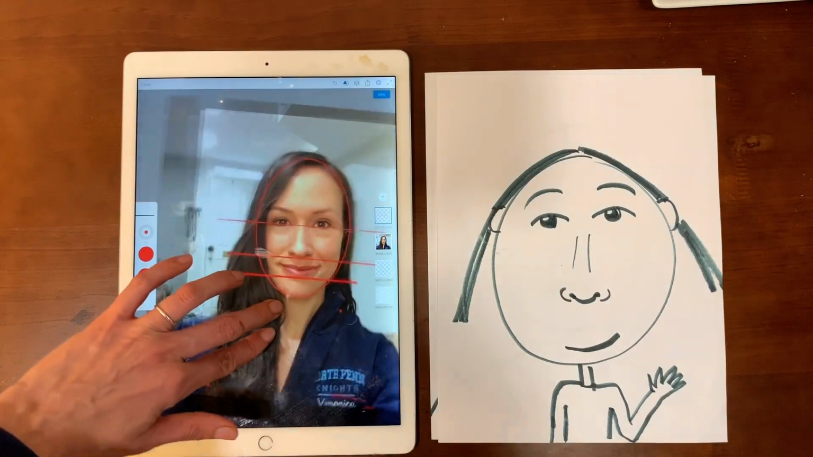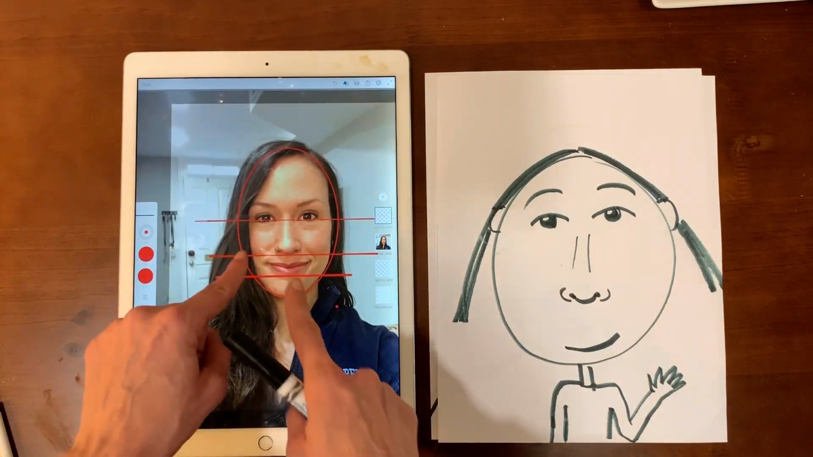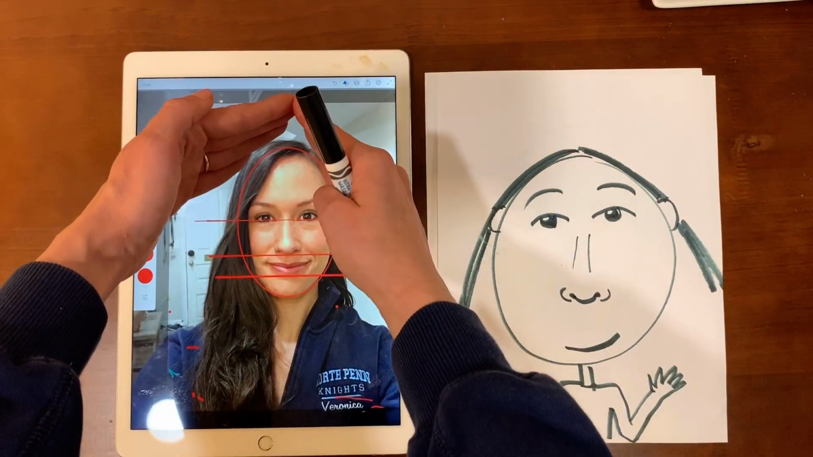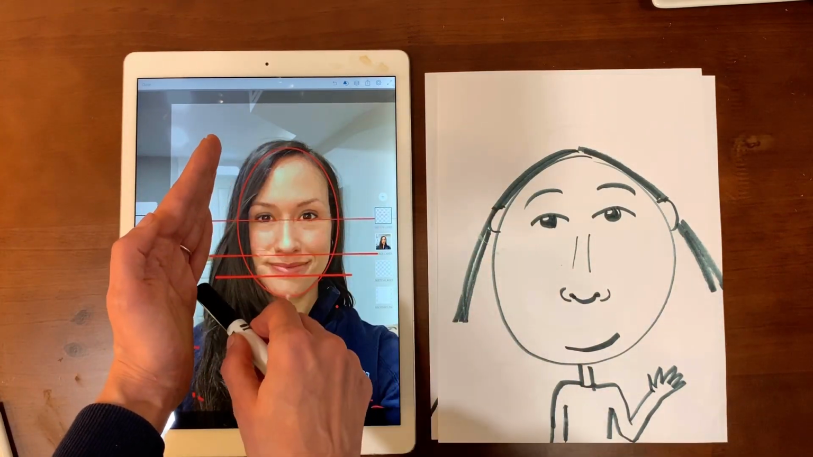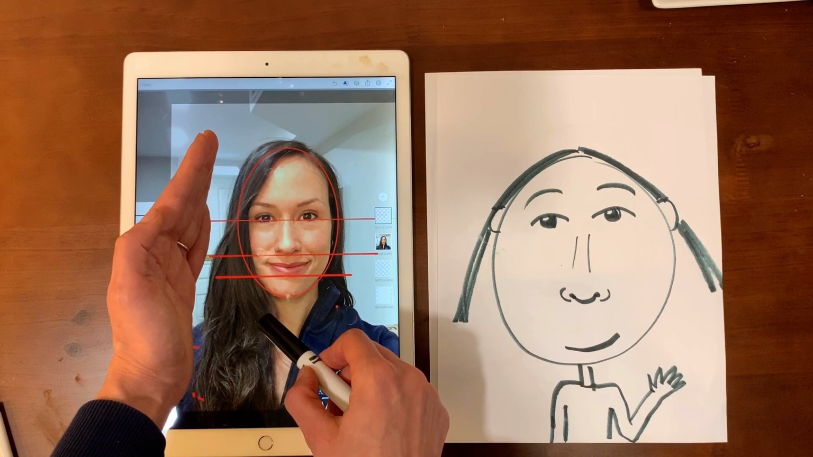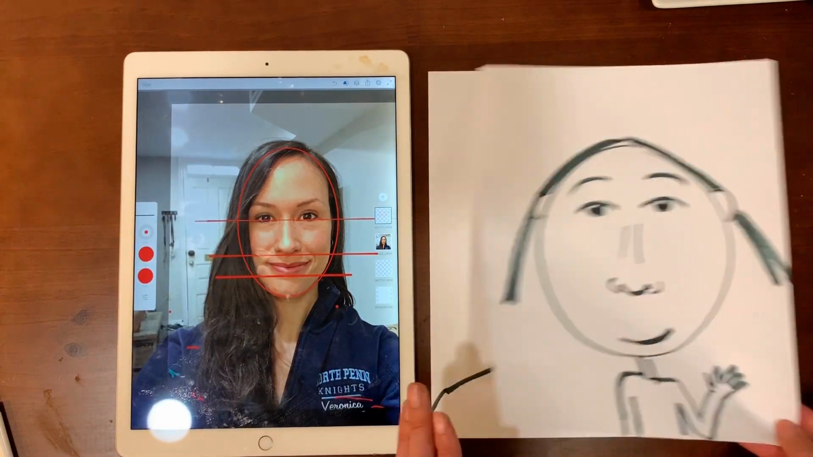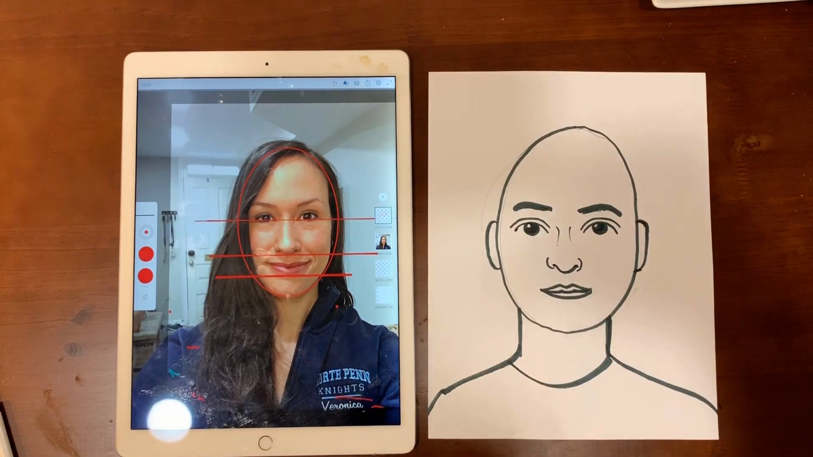If we look at this picture here again, you don't see any space here. There's no hair that's sticking straight out. It actually goes from the side here and fills that whole space there. So let's see how we can translate that to our other picture.